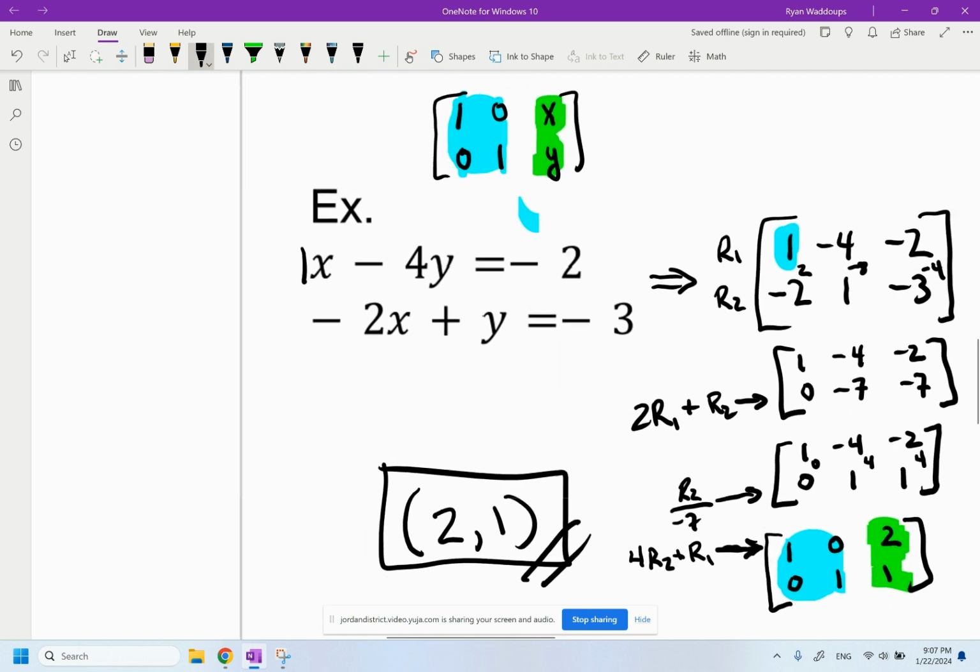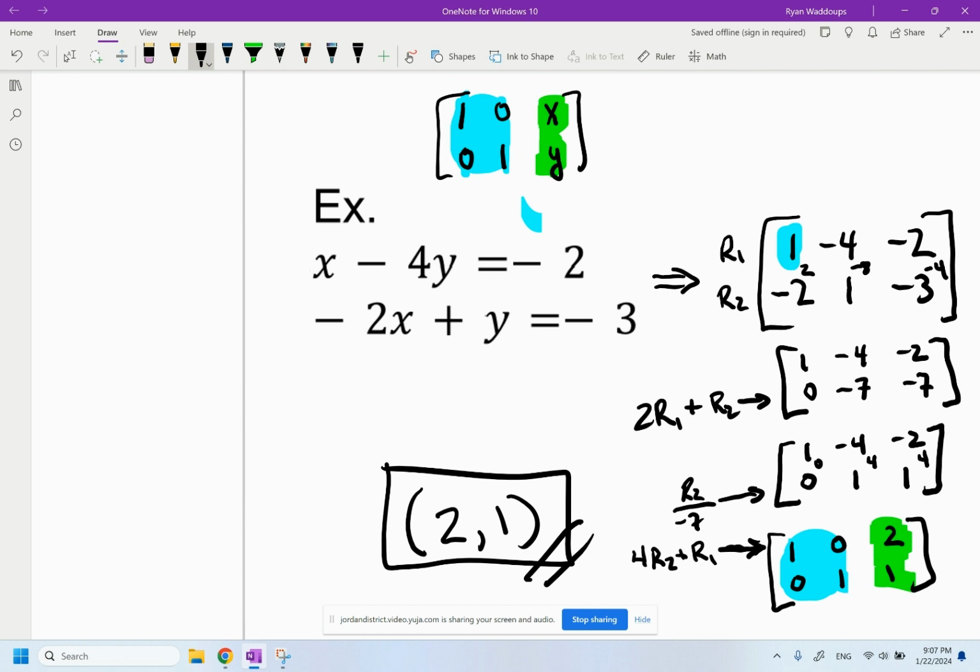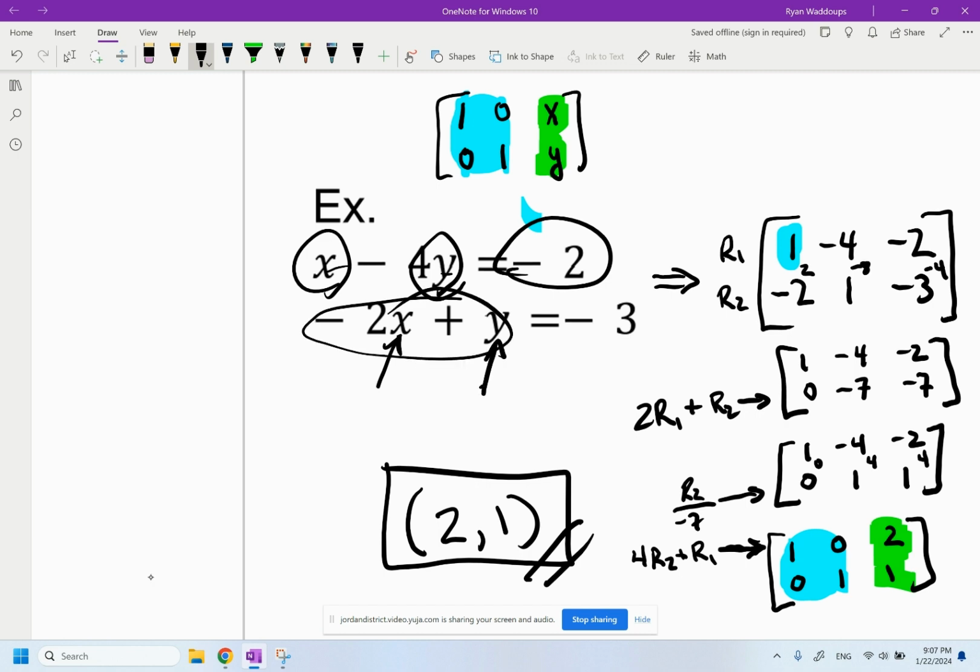And you can verify that, prove it by putting in 2 for x and then 1 for y, and showing that in this case that would be equal to negative 2. And if I put 2 here for x and 1 here for y and evaluate, that should be equal to negative 3. And I'll leave that check for you to do.